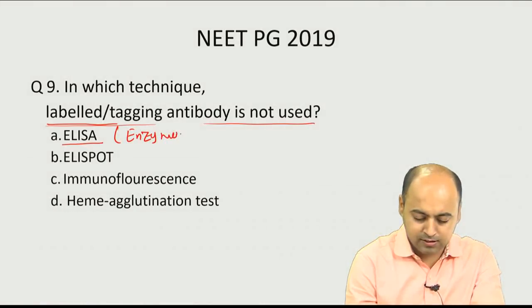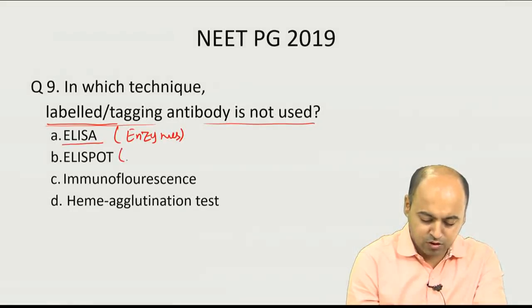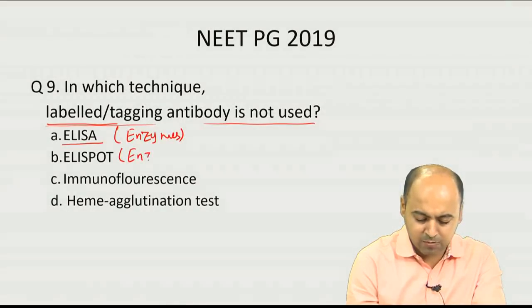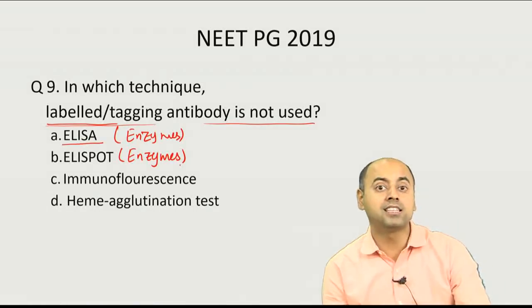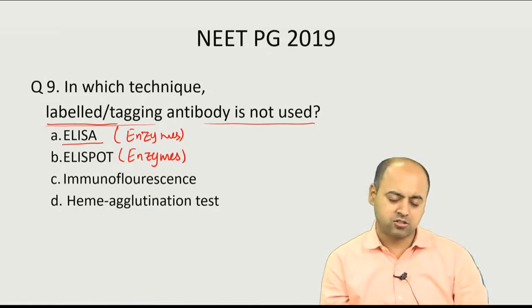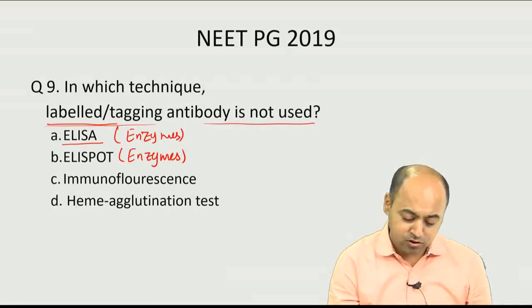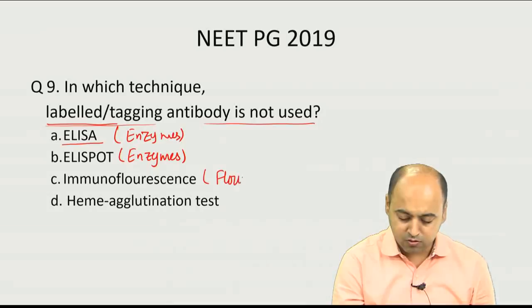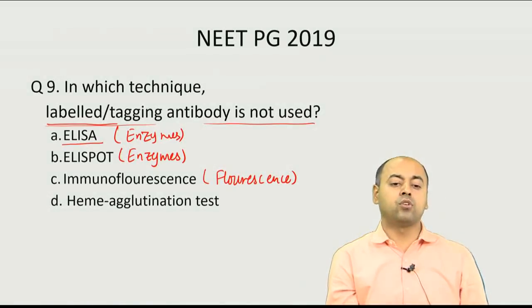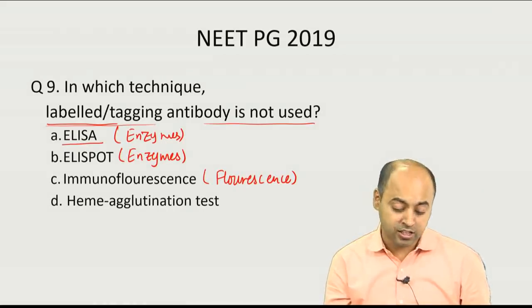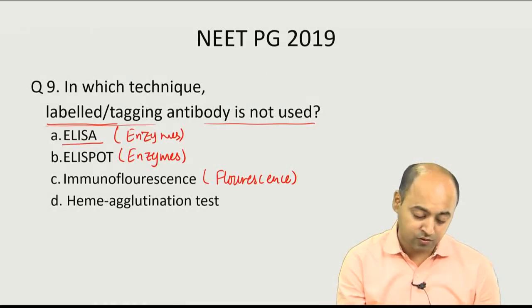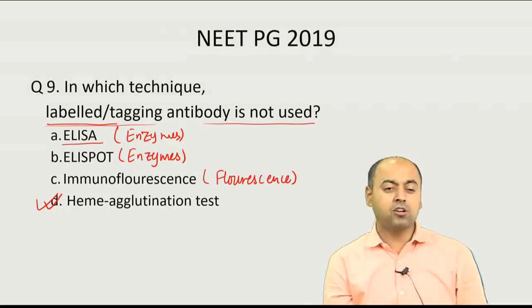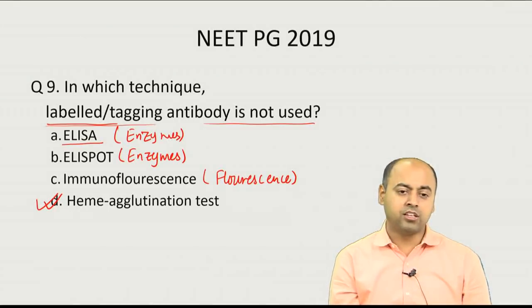It is tagged with enzyme. Same is true for ELISpot. It is a variant of ELISA, which is used to identify the cytokine secretion from the cultures. And then in immunofluorescence, the antibody is tagged with fluorescence, whereas in heme agglutination test there is no tagging of the antibody.